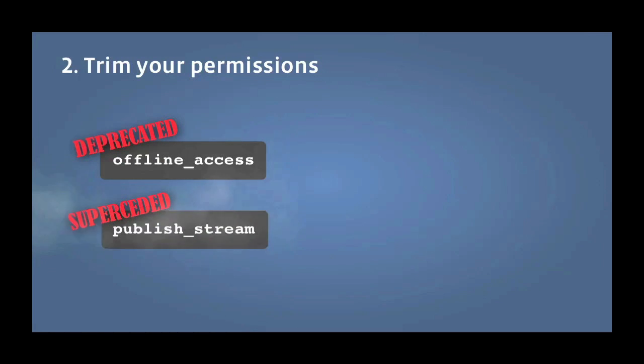And the second is publish stream. Publish stream is a permission that allows you to publish all kinds of content to Facebook. It's a permission that again, users don't always understand why you're requesting it. And so with the new authentication dialog, if you ask for either of these permissions, they'll show up on a second screen of the authentication dialog. The user can opt to not grant you those permissions.